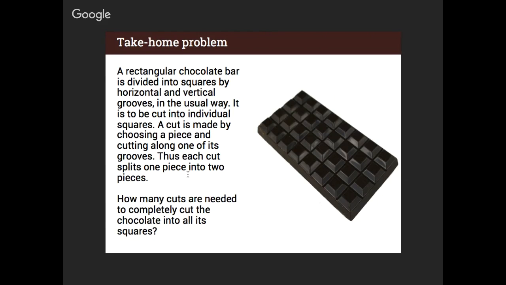So, if I want to break the bar up into the 32 squares, one thing I could do is cut along every horizontal groove and cut along every vertical groove. That would be 7 and 3, that means 10 cuts. No. Am I making a mistake?